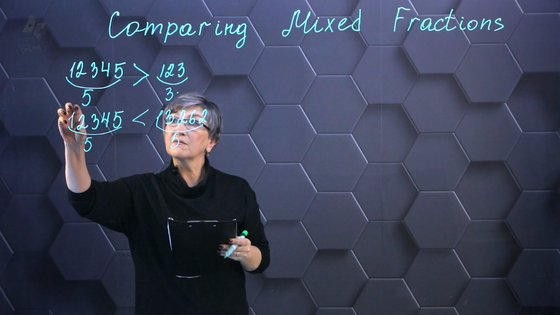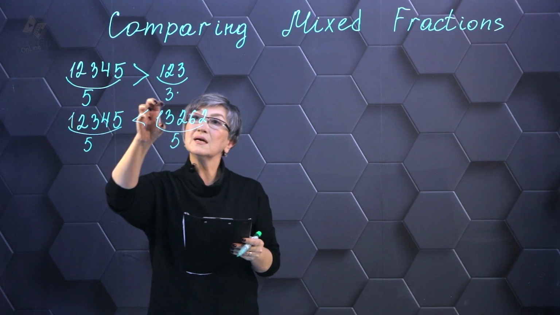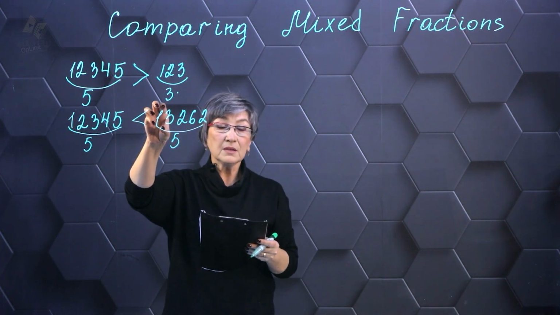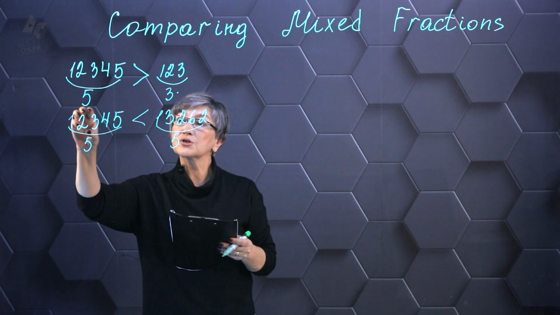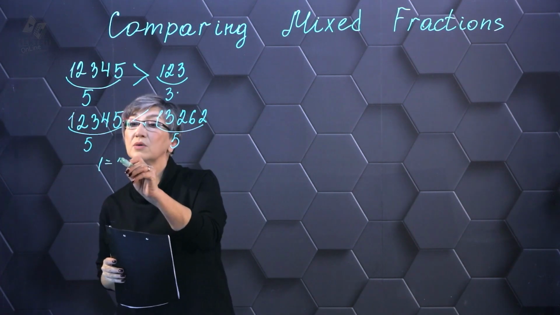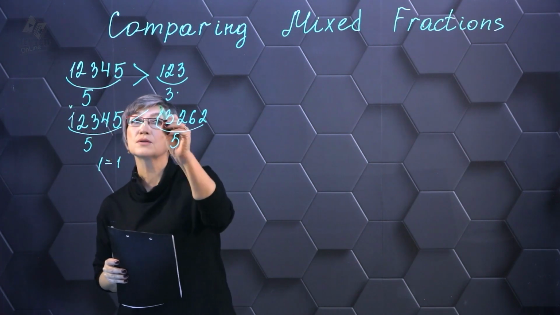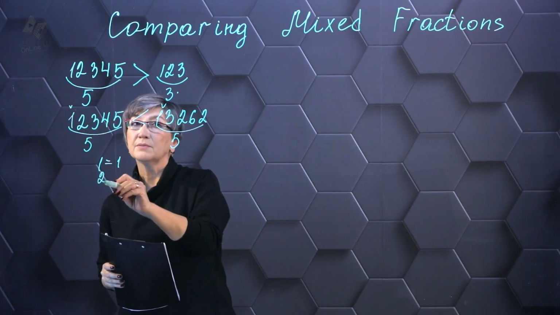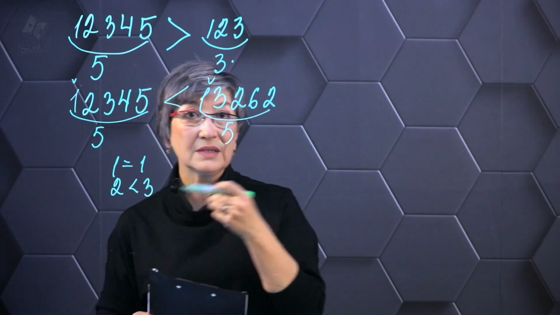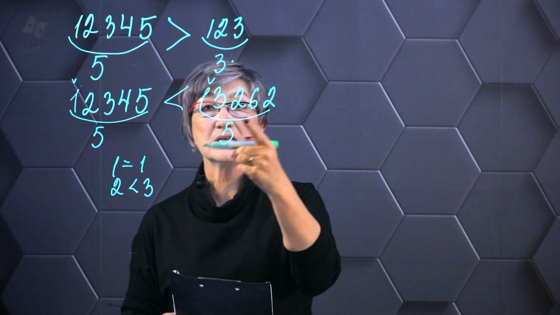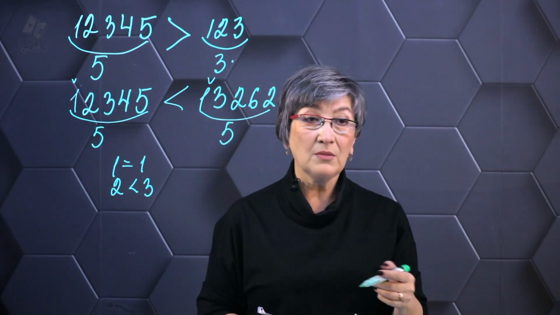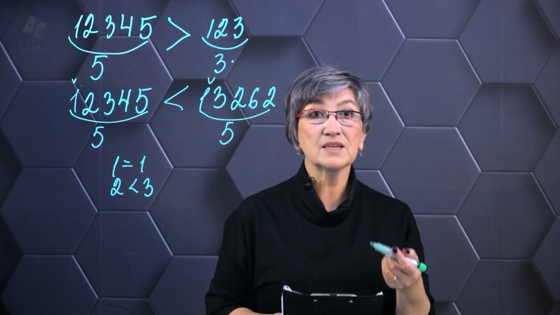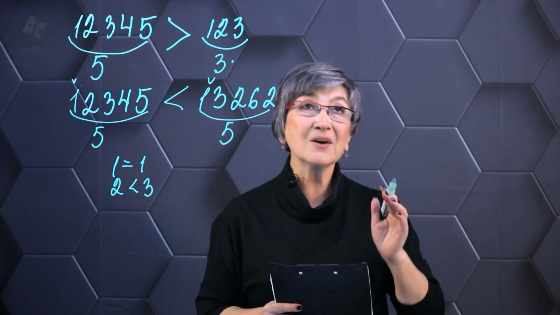Yes, we compared the first digits, 1 and 1. They are equal. That is, nothing is given to us by comparing these numbers. But the next digit, let me write down 1 equals 1. The next digit is 2, which is less than 3. And then I conclude that naturally 13,262 is greater than 12,345.